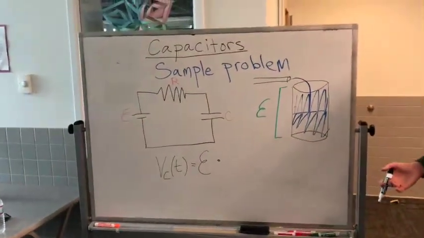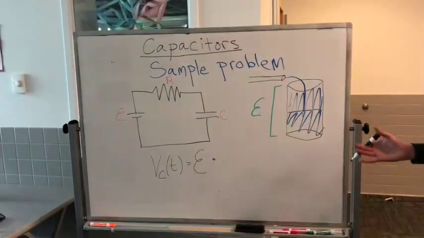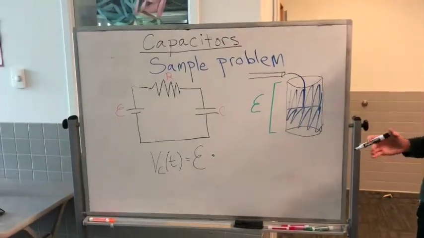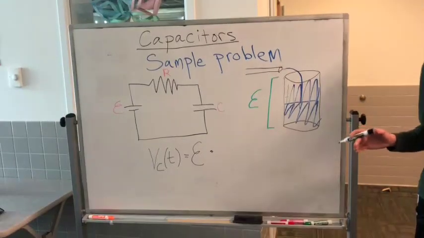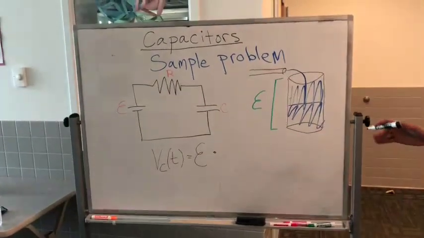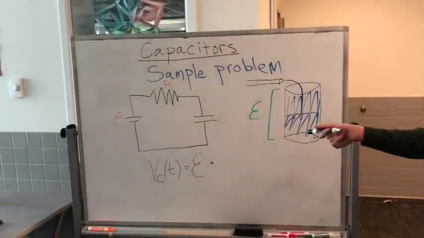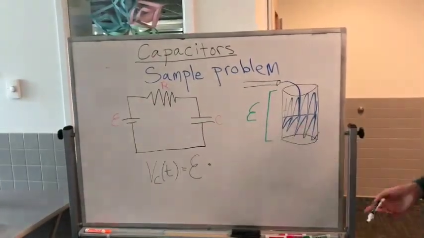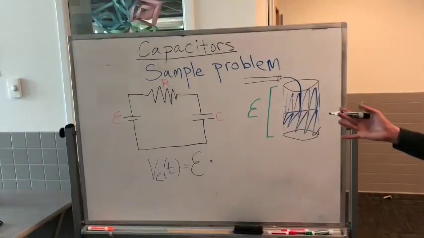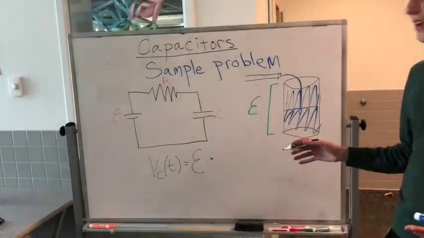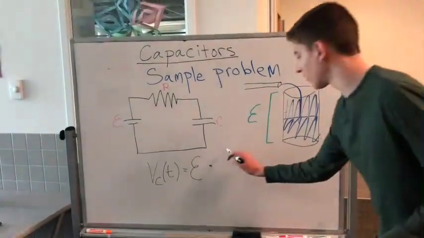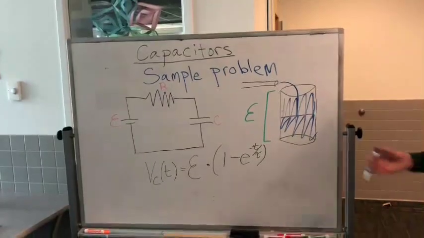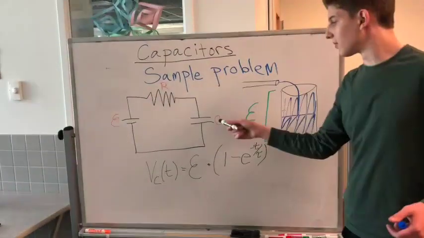Also, as you guys have learned from class by now, the function has to include e to the negative t over tau. And this goes to 0 as t goes to infinity. So the way we model this, since we know it's going to EMF, and we know that at t equals infinity, EMF has to be multiplied by 1, we know that EMF has to be multiplied by 1 minus e to the negative t over tau, where tau is our time constant, which is equal to R times C.